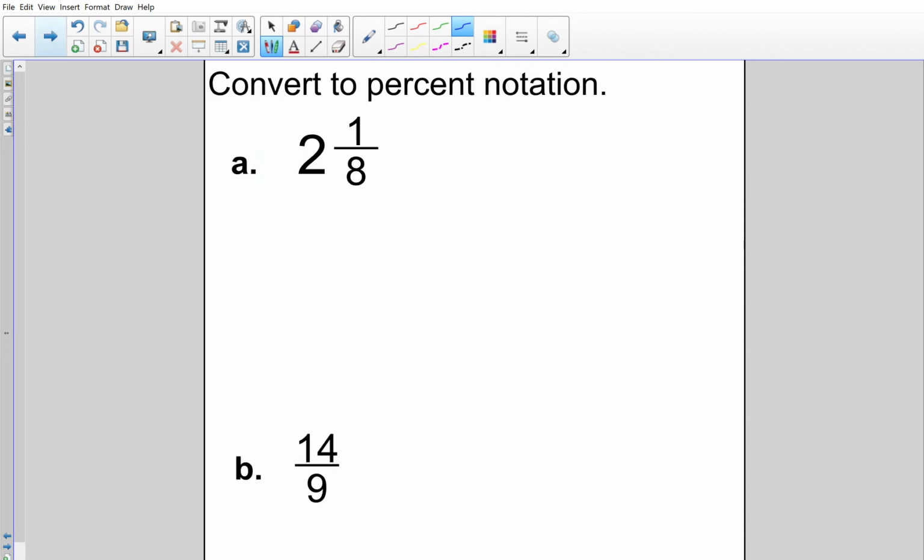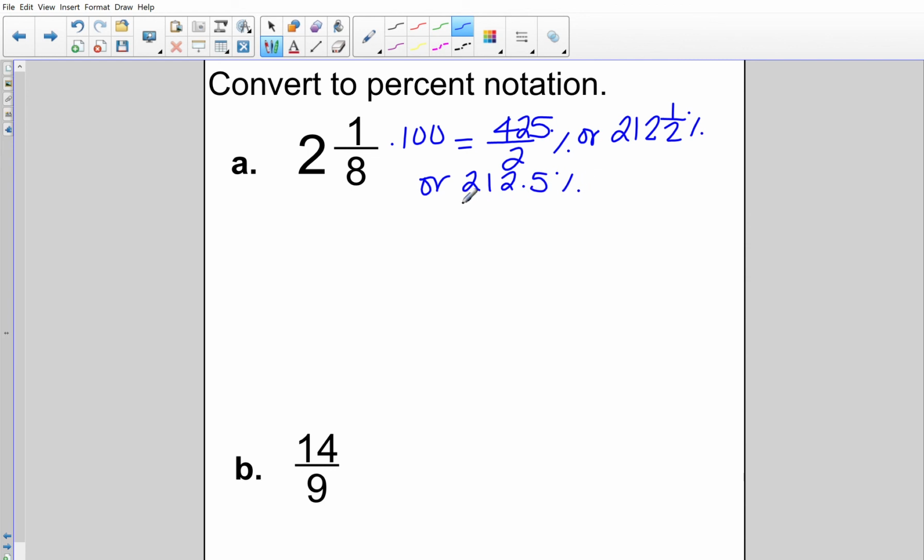Okay, same with mixed numbers and improper fractions. I'm still just going to multiply by 100. So 2 1/8 times 100 is going to give me 425 over 2%, or I would take 212 1/2%, or you could give me 212.5%. So again, the answers will vary depending on what you decide to do.